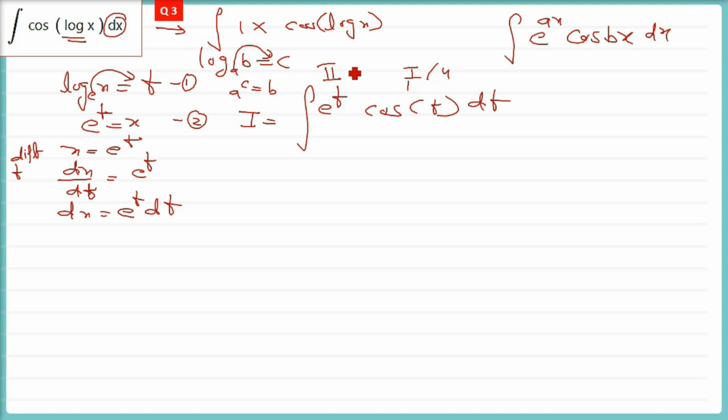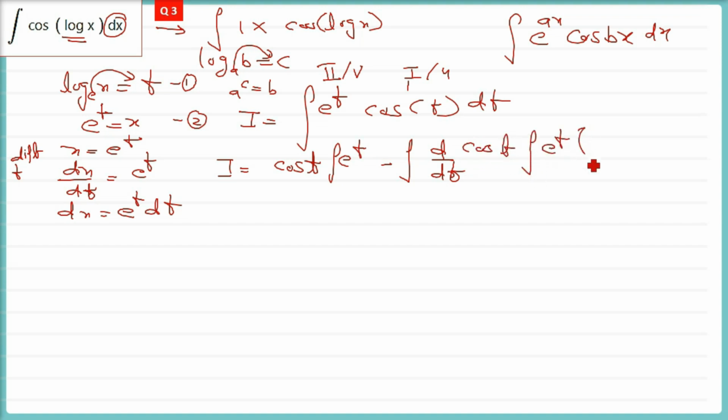So first function is cos t here, second function is e raised t here. We will apply the same result, that is integration of u into v into dx. This u and v are the first function and second function. So I will be equal to cos t integration of e raised t minus integration of differentiation of cos t, then integration of e raised t. So dt will come here, and then dt.